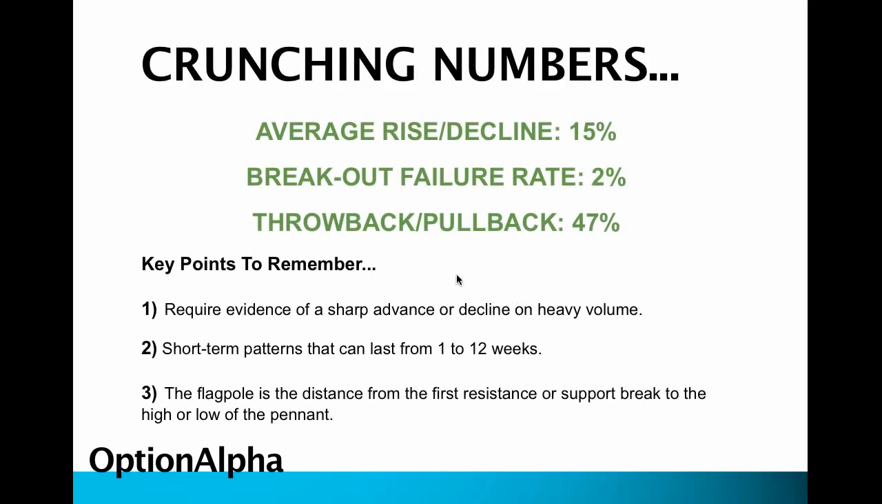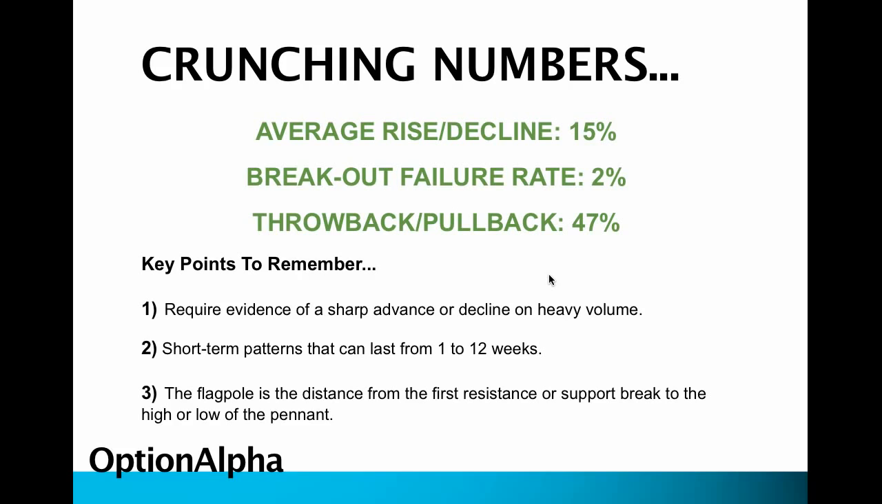Going back to the numbers here, you can see that we have a throwback or pullback rate of about 47%. So basically what this is saying is that after the initial breakout, you will see the market kind of pull back or have a throwback. The stock will come back to that breakout area and just retest that area one last time. So that's actually a very high pullback and throwback rate, 47%. So about half of the time you're actually going to see a breakout and the market's going to pull back.